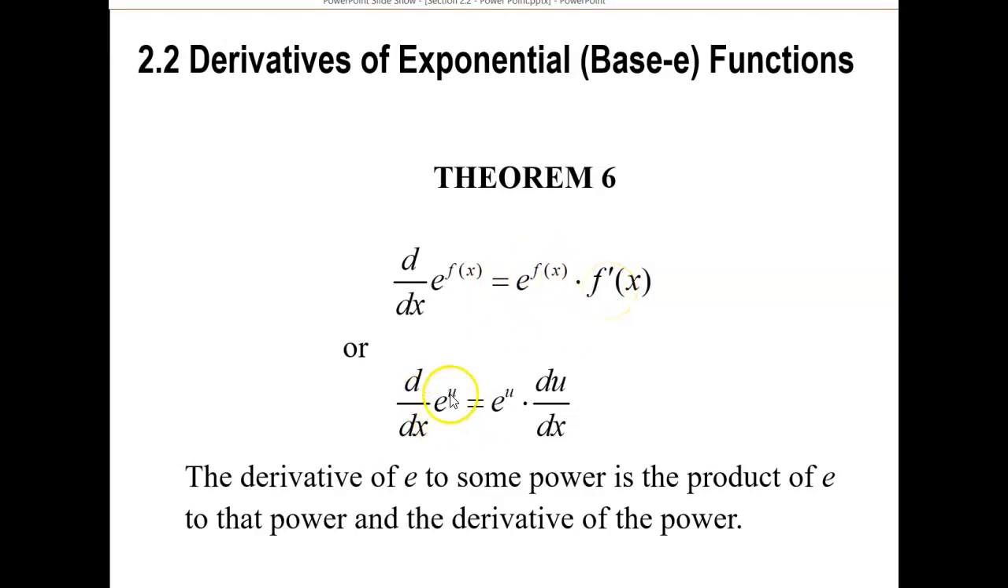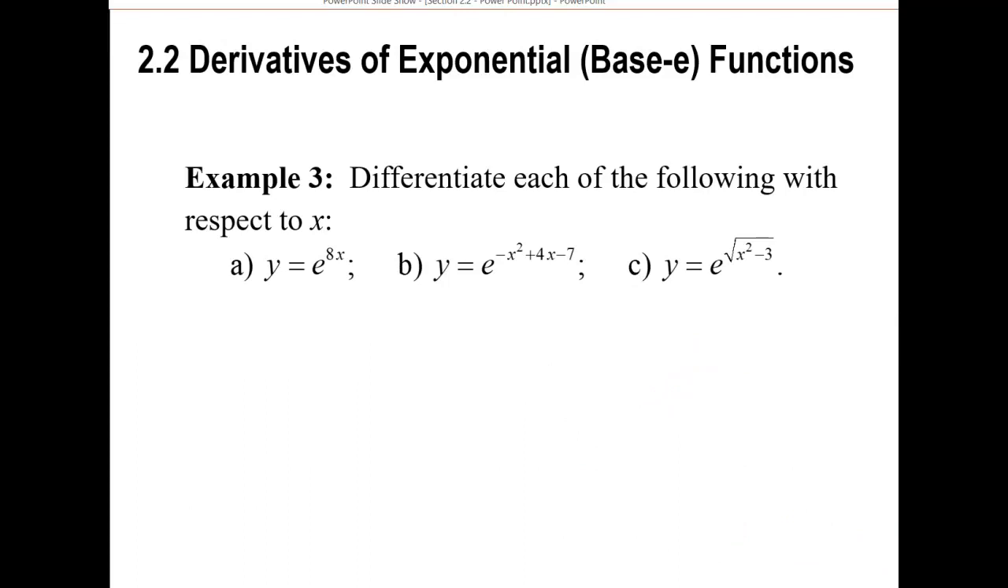Or if you think of it as u being your exponent, you get e to the u times the derivative of u. So the derivative of e to some power is the product of e to that power and the derivative of the power.